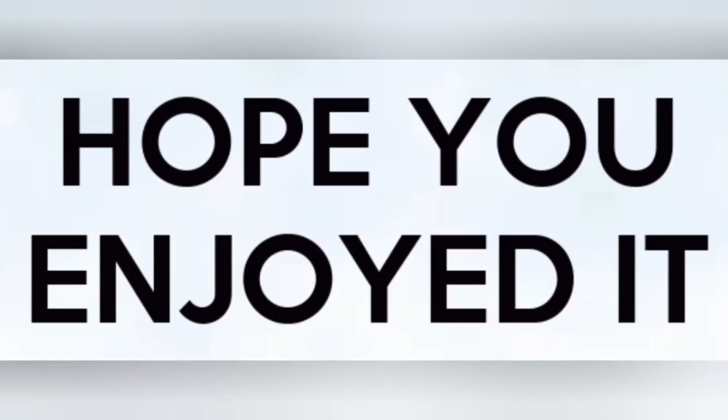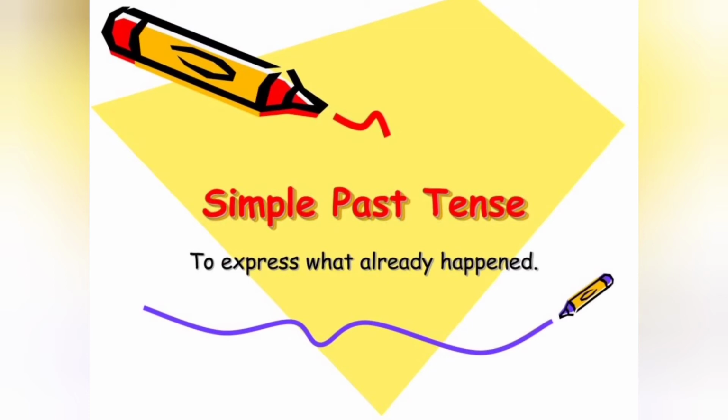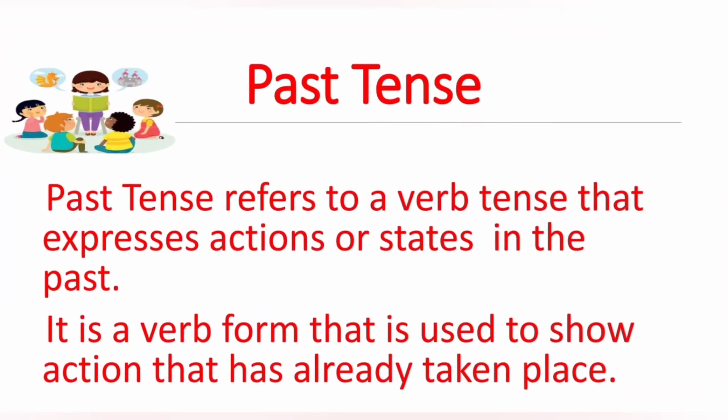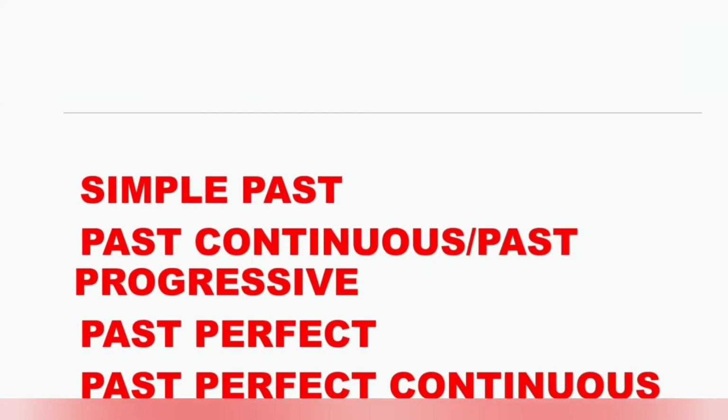Hope you enjoyed the video. What did they speak about? They spoke about the things that happened in the past. Yes. Now we are going to learn about simple past tense. What is past tense? Past tense refers to a verb tense that expresses actions or states in the past. It is a verb form that is used to show action that has already taken place. Past tense has 4 different forms to indicate the varied nature of actions that happen in the past. They are simple past tense, past continuous or past progressive tense, past perfect tense, past perfect continuous tense.